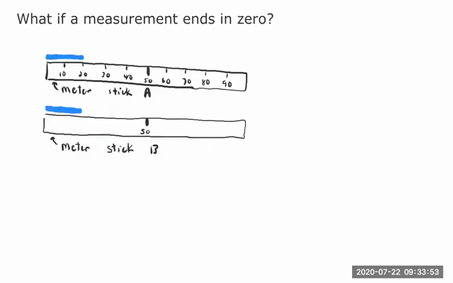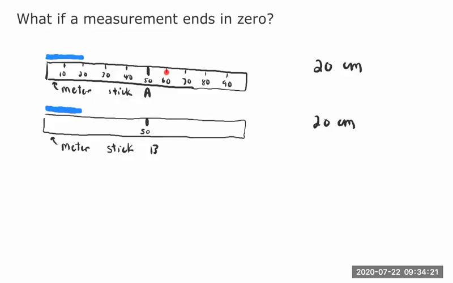Let's think about a tricky case. What if the measurement ends in 0? So if we look at the top meter stick, you can see that the blue bar is about 20 centimeters long. And if we look at the blue bar measured by meter stick B, it also looks like it's about 20 centimeters long. You can see that both of these bars are a meter long, and this one has a marking halfway and this one has markings every 10 centimeters.